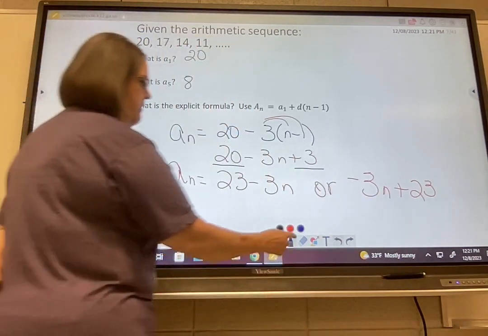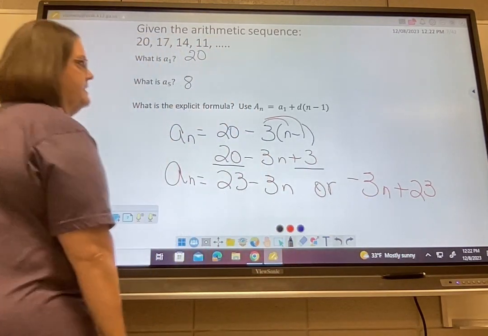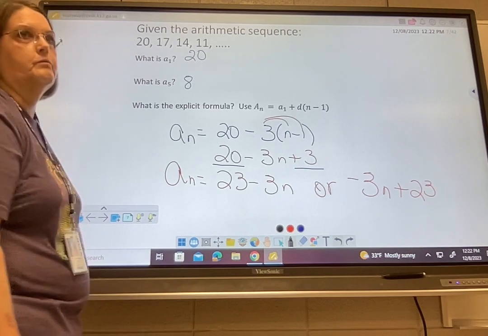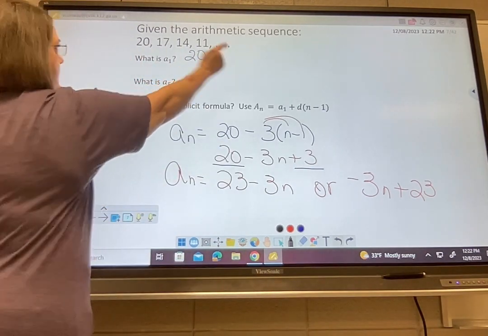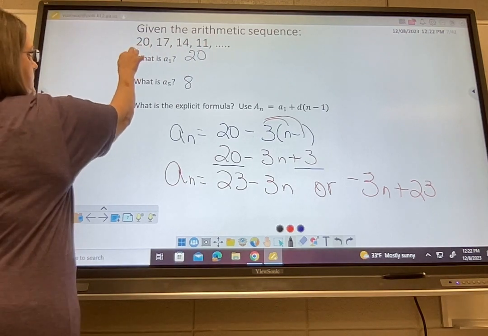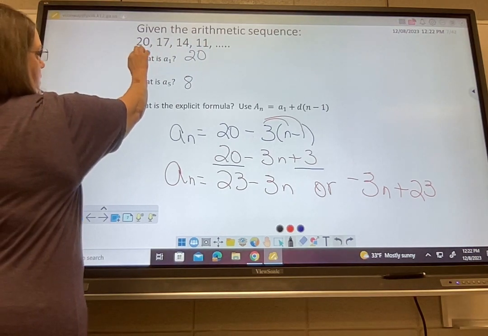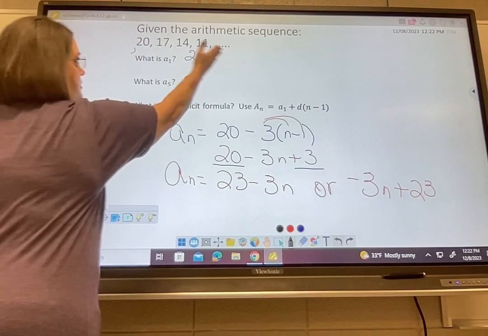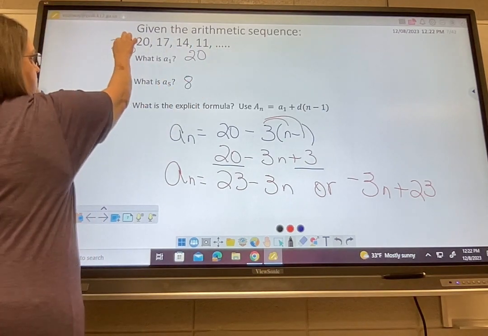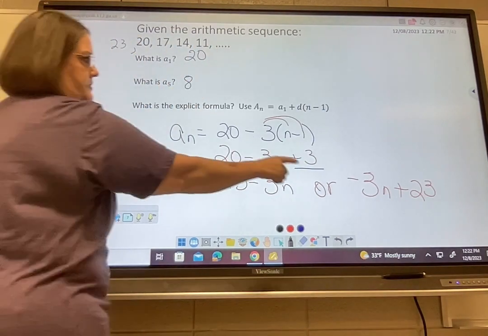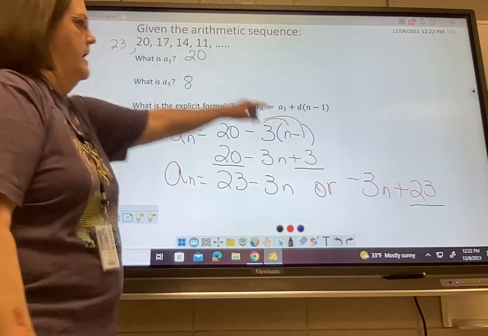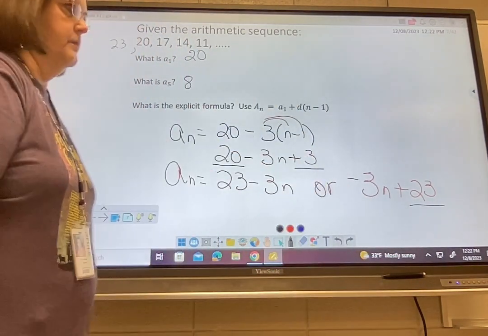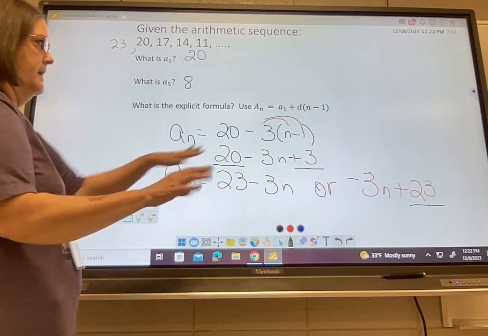Now the other way to do it, and the state doesn't teach it this way because in all honesty there really isn't a 0 term, but if you're subtracting 3 this way, then you're adding 3 this way. So that 0 term would be 23. And you see this right here? And then we're subtracting 3, so negative 3n plus 23. Either method works.